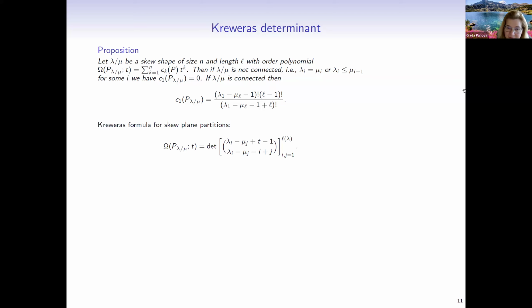We do need to know something about the poset. And in this case, we have a formula for the number of plane partitions, skew plane partitions, as a determinant, this Kreweras' formula, a determinant of certain binomial coefficients. Unfortunately, that determinant on its own doesn't give you the order polynomial positivity.